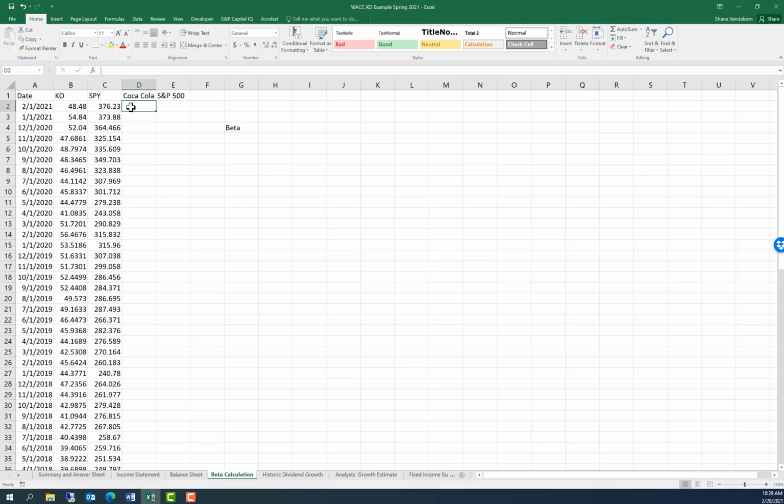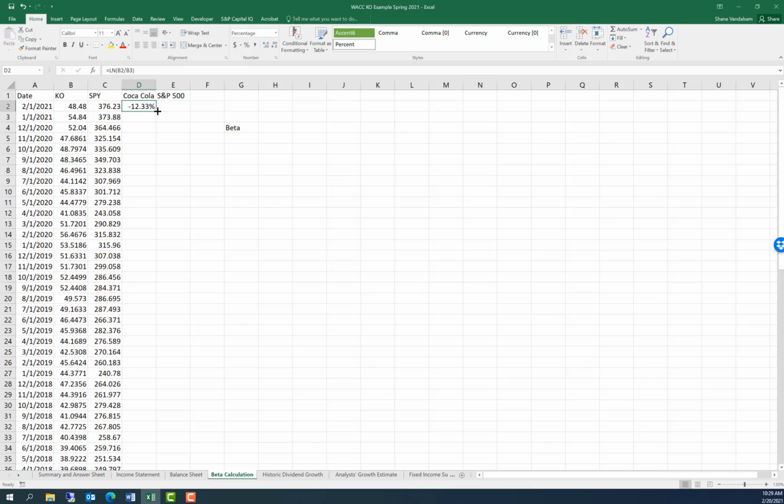So for Coca-Cola, I'm going to put in equals ln for the natural log, the most recent price divided by the previous month's price, and that gives me a negative return. They didn't have a good month there for January 2021, of negative 12.33%. And just to make things look nice, I'm going to press my format button up here for the percent, take it out to two decimal places to show a negative 12.33% for Coca-Cola during the same month.